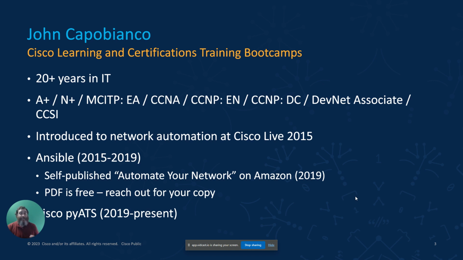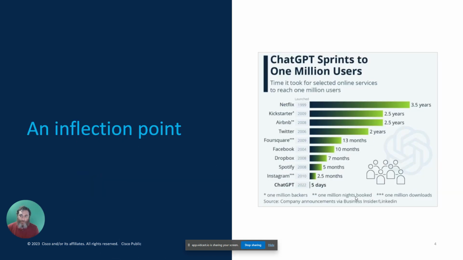In 2019, I self-published a book called Automate Your Network, which is available on Amazon, but more recently I've made it free. So if you go to my GitHub repository, Automate Your Network, you can download a PDF of that book for yourself. In 2019, I was actually introduced to Cisco pyATS, a Python framework for network automation that is free. And I've been using that primarily as my source for network automation since 2019 until the present.